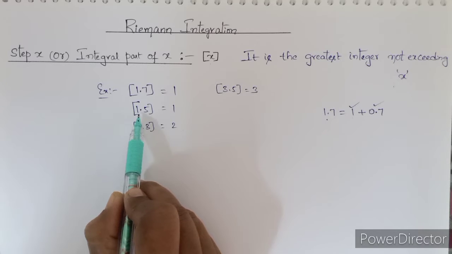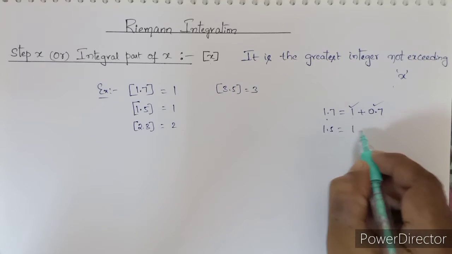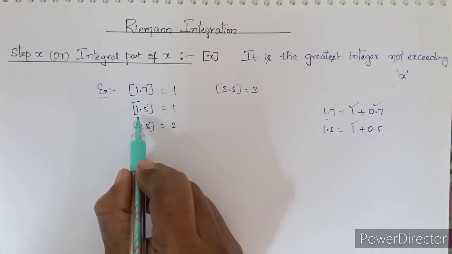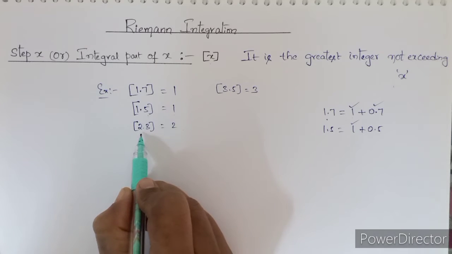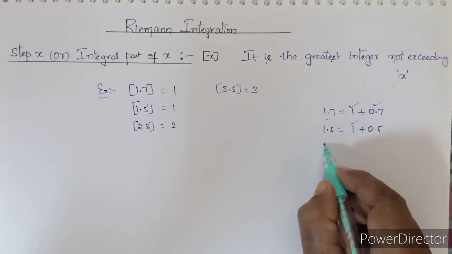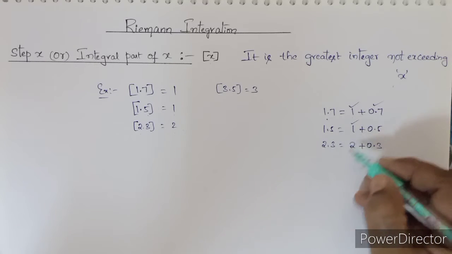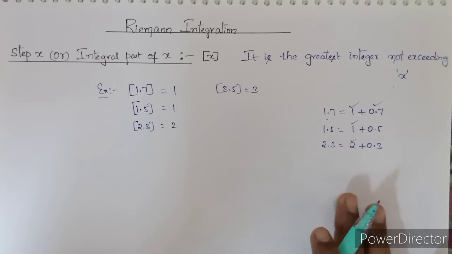In this real number 1.5, we write it as 1 plus 0.5. So the integral part is 1, no? So the integral part of 1.5 is 1. Step of 2.3 is 2. 2.3 we write it as 2 plus 0.3. The integral part of 2.3 is 2. So like that we can discuss.